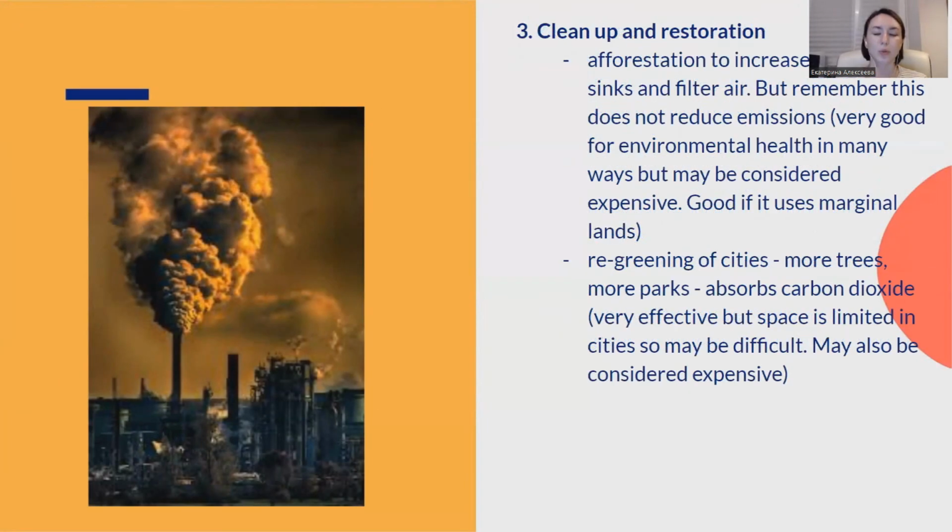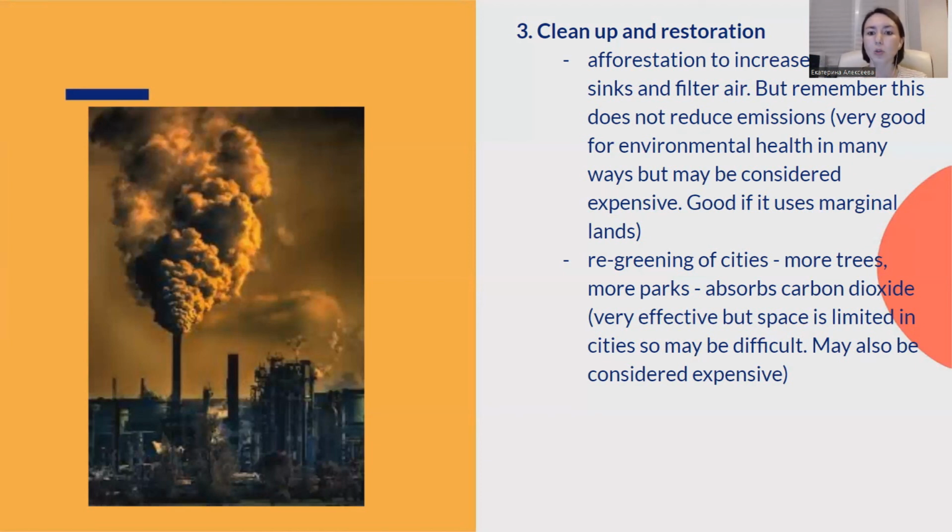And the last one, cleanup and restoration. It is about what we can do after emission, if emission was produced previously. So we can grow more trees. This is afforestation to increase carbon sinks and filter air. We know that during photosynthesis, plants absorb CO2 and they work as a filter for the air. But remember, this does not reduce emissions. Yes, we can grow some trees, but it doesn't mean that we produce less emissions in this place.